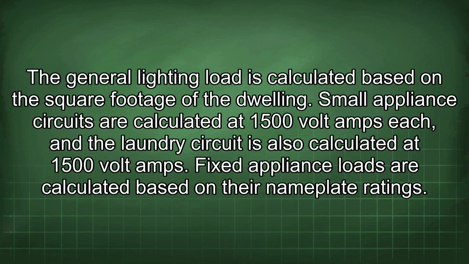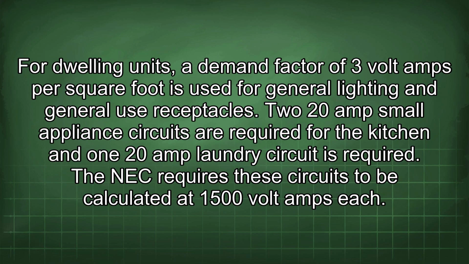The general lighting load is calculated based on the square footage of the dwelling. Small appliance circuits are calculated at 1500 volt amps each, and the laundry circuit is also calculated at 1500 volt amps. Fixed appliance loads are calculated based on their nameplate ratings. For dwelling units, a demand factor of 3 volt amps per square foot is used for general lighting and general use receptacles. Two 20 amp small appliance circuits are required for the kitchen and a 20 amp laundry circuit is required. The NEC requires these circuits to be calculated at 1500 volt amps each.